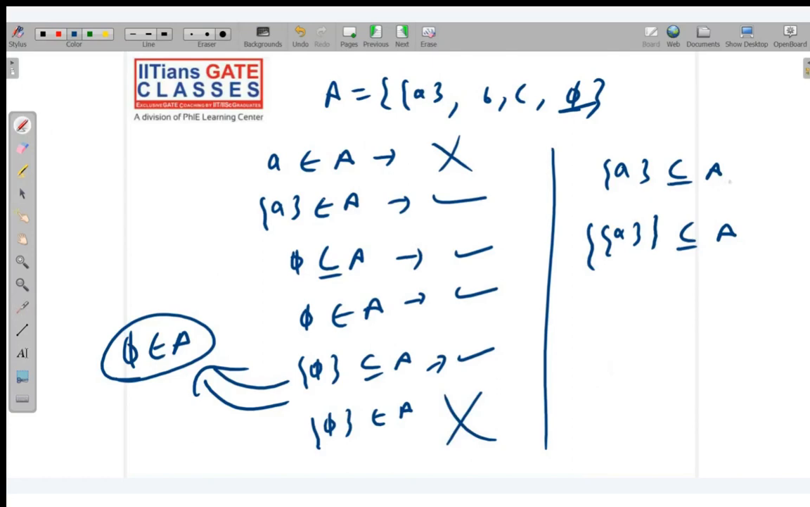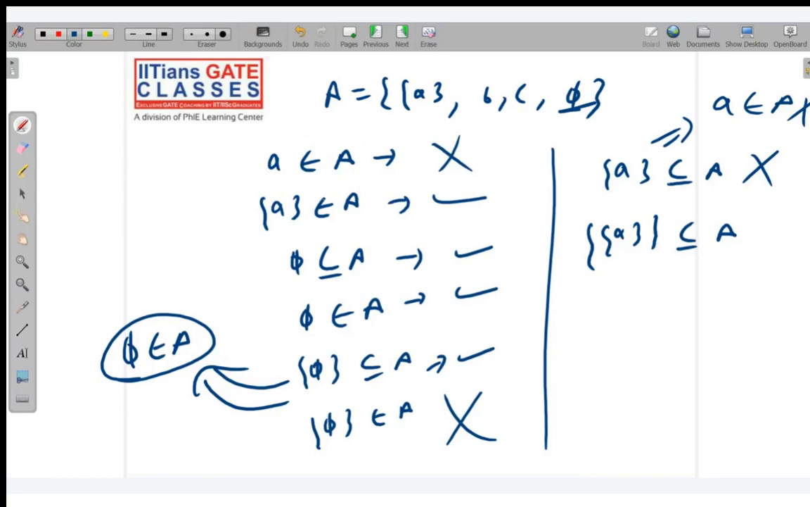And next thing, {A} subset of A. How will you prove it? I will simply remove the brackets and say A should belong to A. A is not here, so I will cross it. Why? Because A should belong to A, but A does not belong to A. What about this, {A} subset of A? Is it true? Yes, sir, because it is an element present in the bracket, so I will remove the brackets.